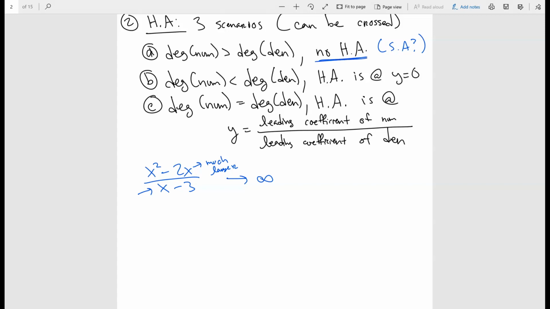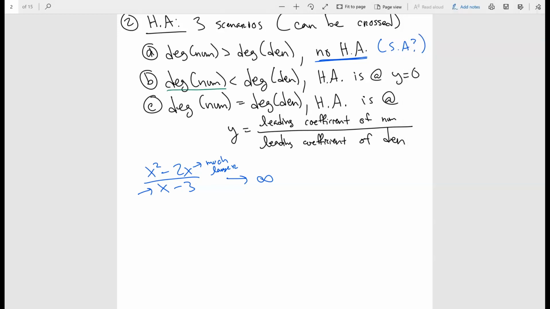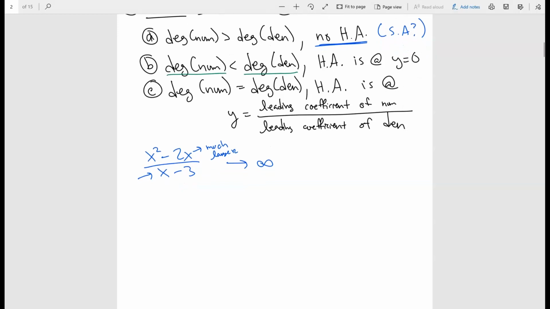horizontal asymptote. Okay, if you have the degree of the numerator being less than the degree of the denominator, which basically means that you kind of have the opposite now, this means that the denominator is going to go to infinity much faster than the numerator. So the bottom part is getting really, really big. So when the bottom part gets really, really big, if I have like 1 over infinity, the whole fraction is going to go to 0. Okay?